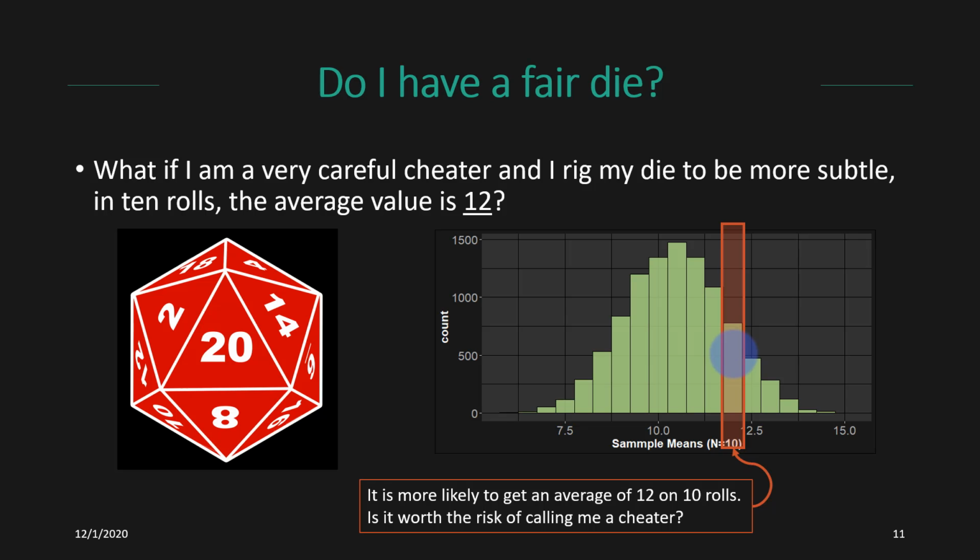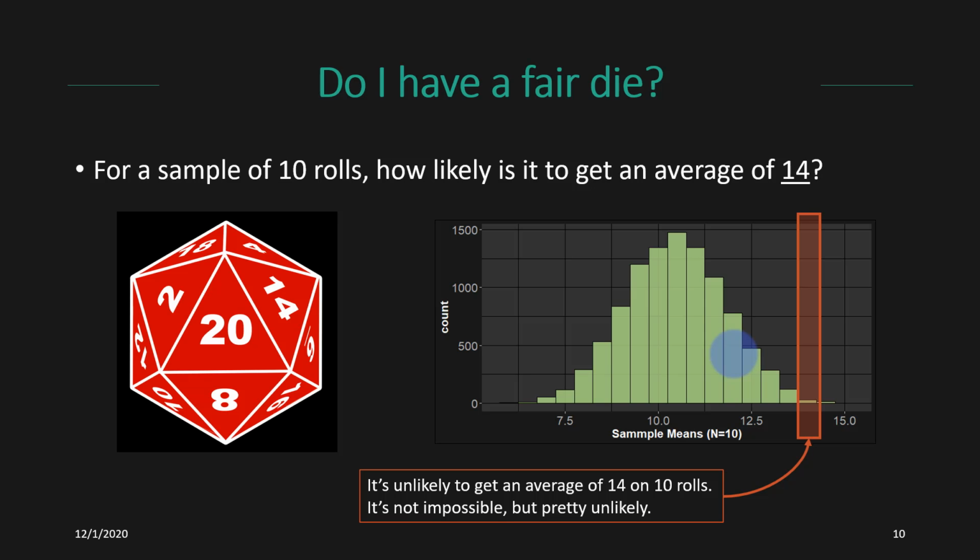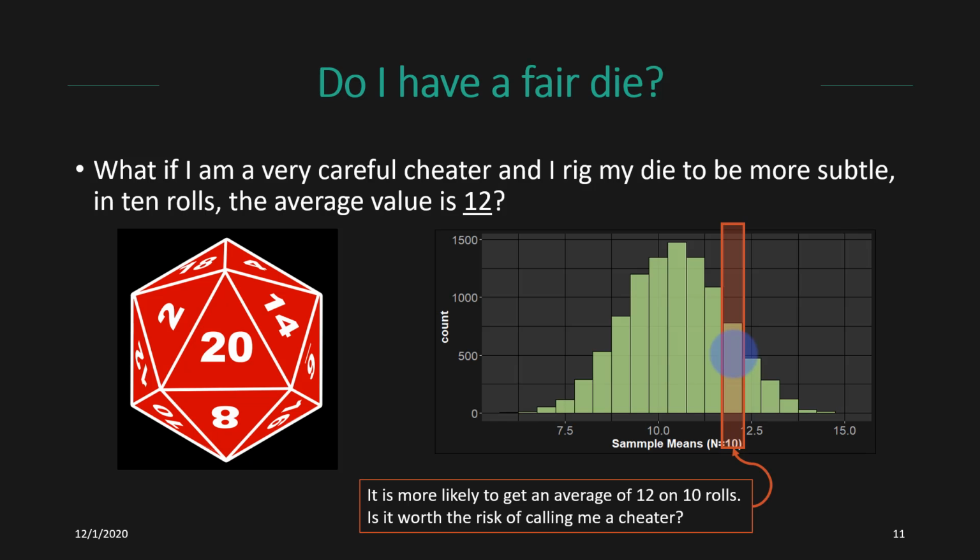So between a 12 and a 14, if I see a 14, I'm probably more likely to think that's a really unusual value for 10 die rolls. Whereas if I get a 12, I'm probably more likely to say, well, he's probably just getting lucky. He's on a hot streak. I don't think he's actually cheating because that's something that could happen on a fair die a reasonable proportion of the time, right?